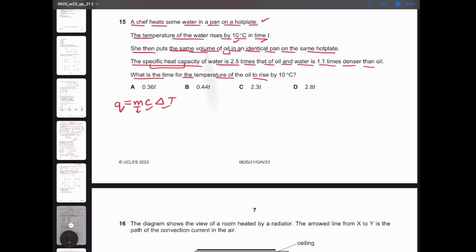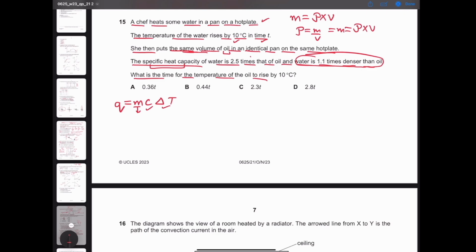No, this will be wrong because mass is equal to density into volume, right? We know that density is mass over volume. So mass is equal to density into volume. The volume is same, but the density is different. They've clearly written here, water is 1.1 times denser than oil. So you cannot take mass to be the same as volume.